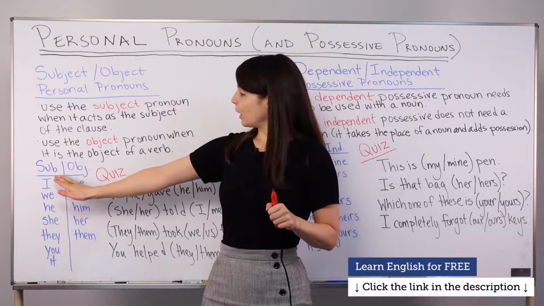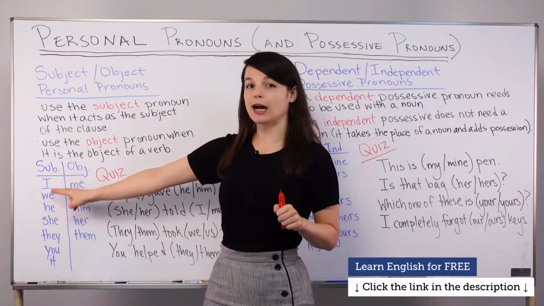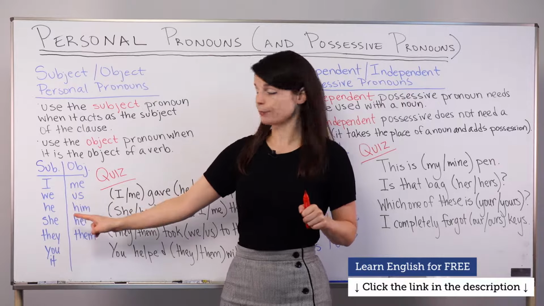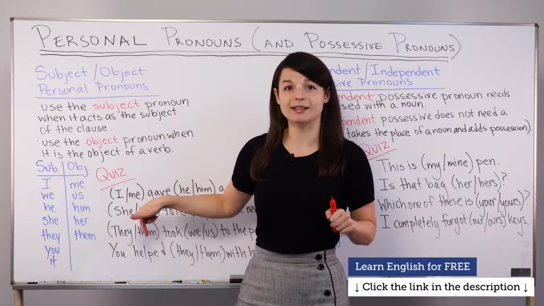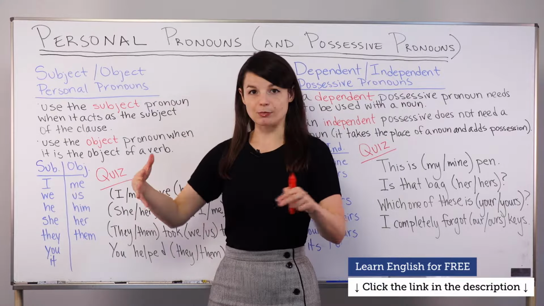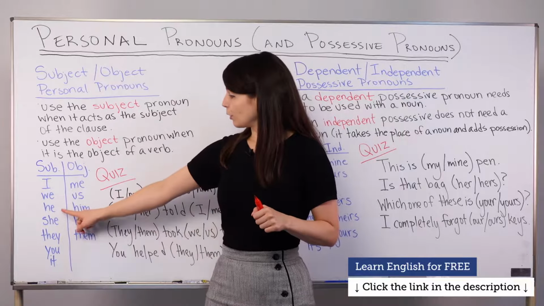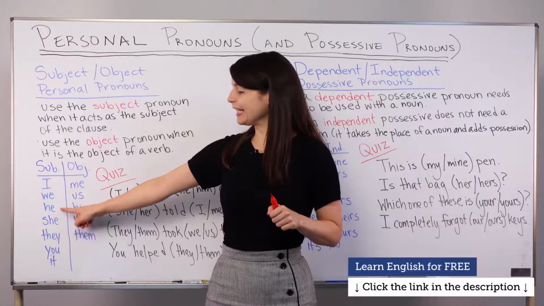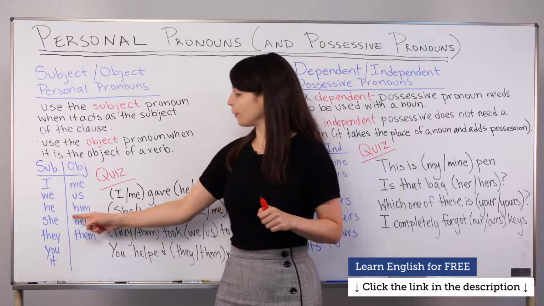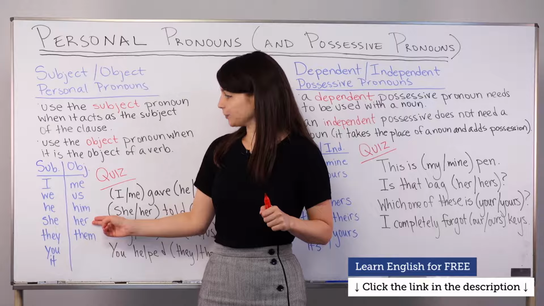When the subject of the sentence is I, we use the personal pronoun I. But when it's acting as the object receiving something, we use me. We'll see this in an example sentence in just a moment. The subject pronoun for a group of people is we. The object pronoun is us. For a man, the subject pronoun is he, a singular man. The object pronoun is him. For a woman, the subject pronoun is she. The object pronoun is her.